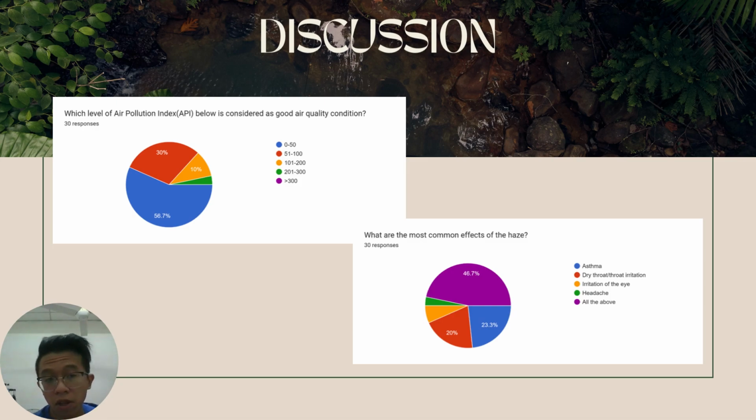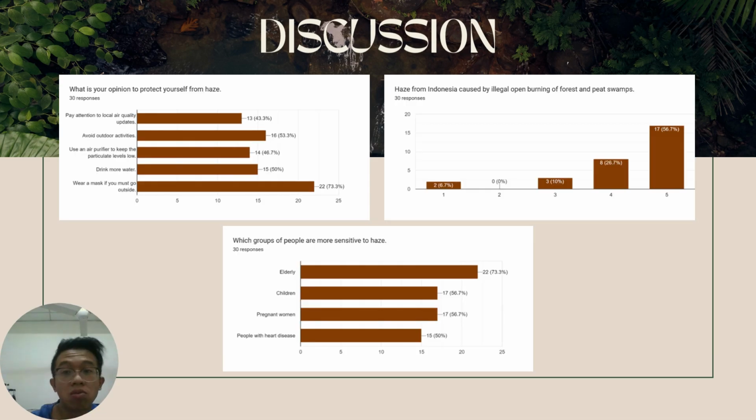Next is the common effects of haze. Here we have a higher ratio who agree that most of the effects listed are common effects of haze, which are asthma, dry throat, irritation of eyes, and also headaches. The least, one respondent, feels that headache is the one effect they face during the haze. In this part, we ask for opinions from our respondents, which are 40 UTHM students.